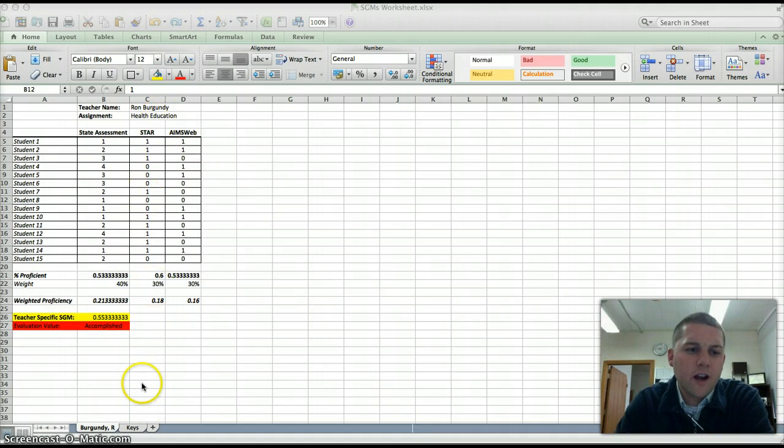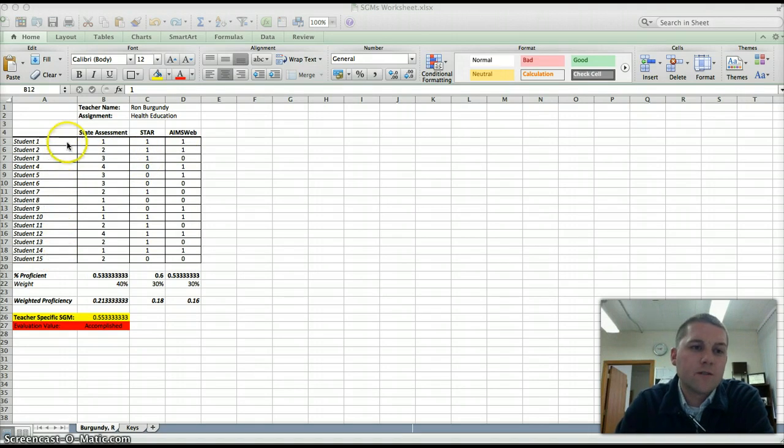As you can see here, I've got an Excel spreadsheet created. Down here at the bottom, I've got a different tab that we could have for each individual teacher. In this case, Ron Burgundy teaches health education here at Logan High School. The three assessments that I've used, multiple measures with Mr. Burgundy, are the state assessment, the STAR, and also AIMSweb, as you can see here at the top. And I've just taken the 15 students that are in his class.